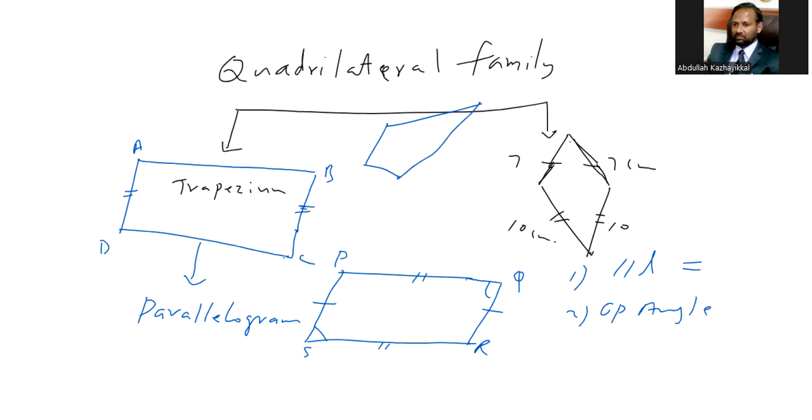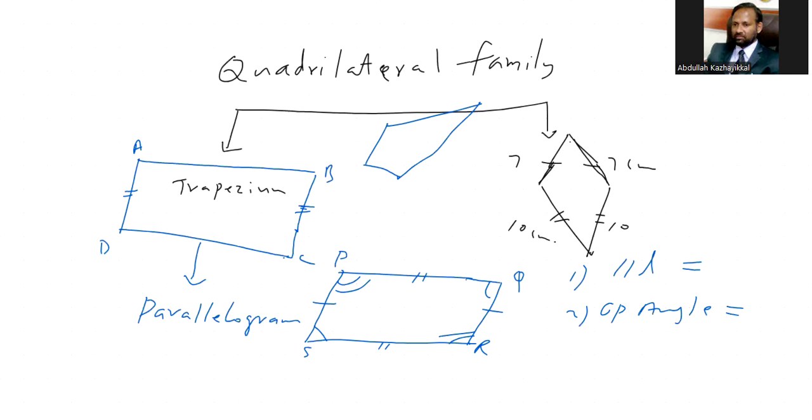Angle P is equal to angle R. Angle S is equal to angle Q. I think you understood. Opposite angles are equal. Opposite sides are equal and parallel. A parallelogram is a trapezium, but a trapezium is not a parallelogram. Trapezium is a quadrilateral. Parallelogram is a quadrilateral because it is a four-sided closed figure.